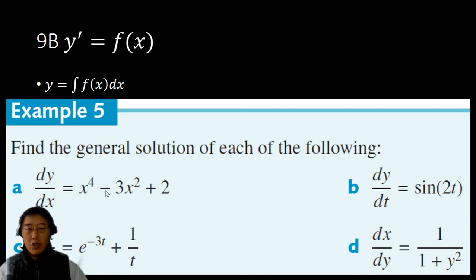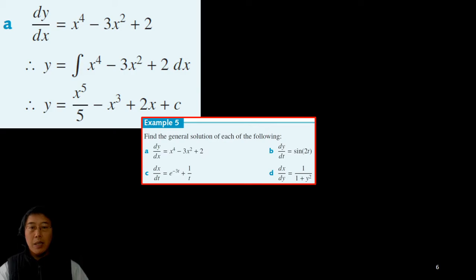Just pause the video, have a go at those examples yourself. Okay, and then I'm going to move on through the examples one at a time. All right, so with example A, it's a polynomial expression. So you anti-differentiate using the rule for power functions, and you obtain this rule. Don't forget you have a plus constant.